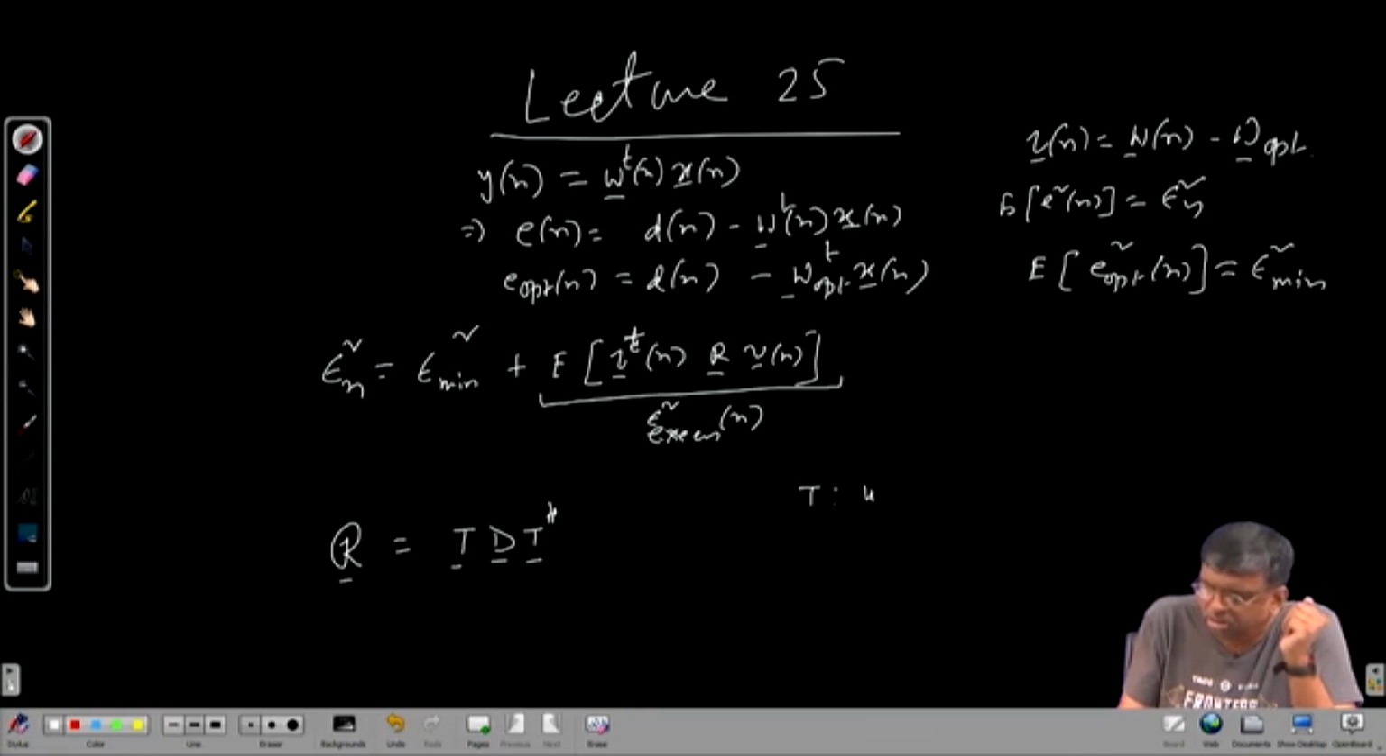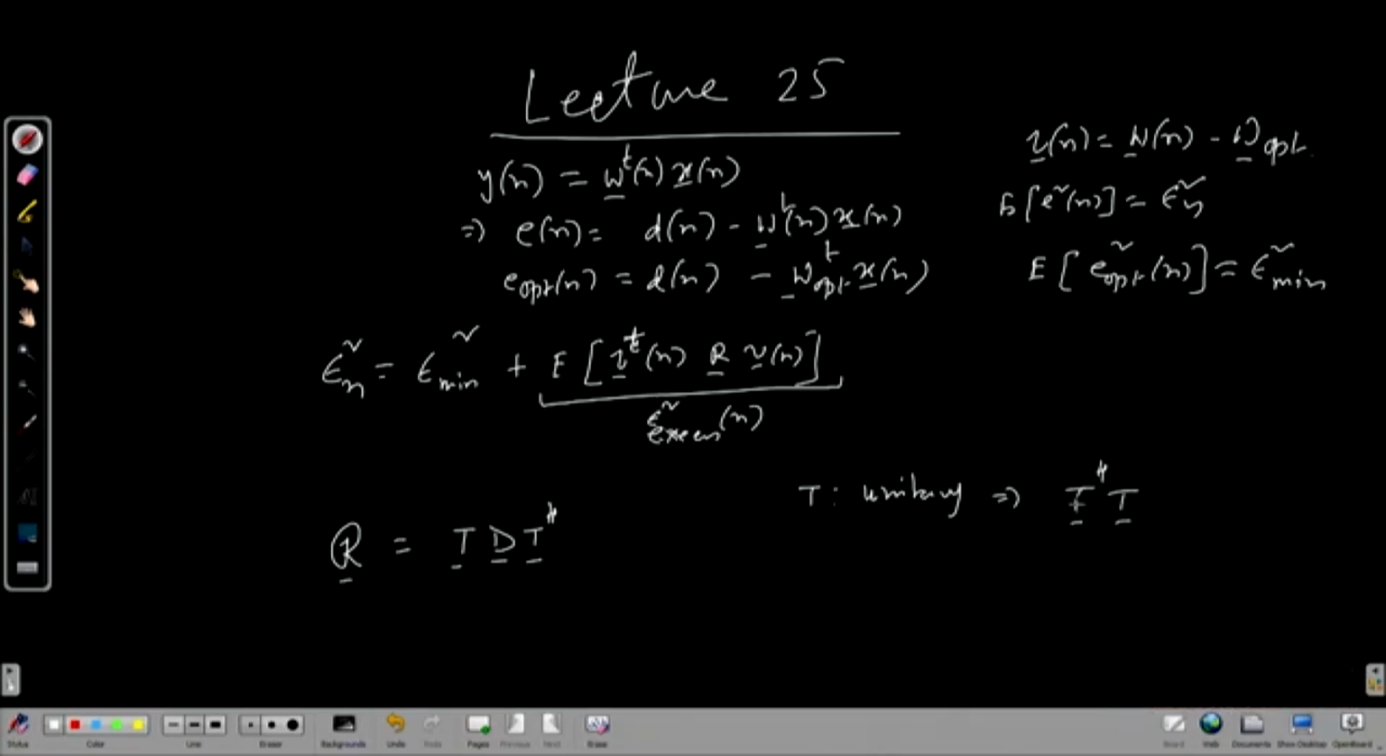T is unitary, because all the columns of T are mutually orthonormal. We have all studied this, so there is no question of going back there again. T Hermitian T is identity, which also means one is the inverse of the other, therefore, you can put T in the beginning and T Hermitian here, and that also is identity. This is what we studied earlier.